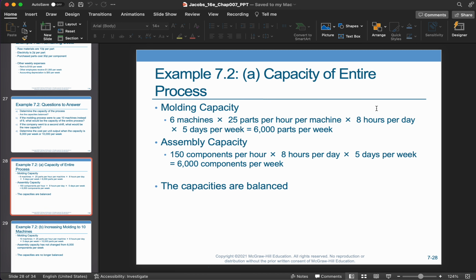And you're working them 8 hours per day and 5 days a week. Because all the fixed costs are given per week, we'll calculate everything per week. So the capacity of the molding process is 6,000 parts per week.